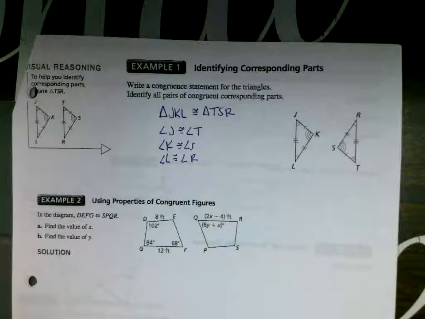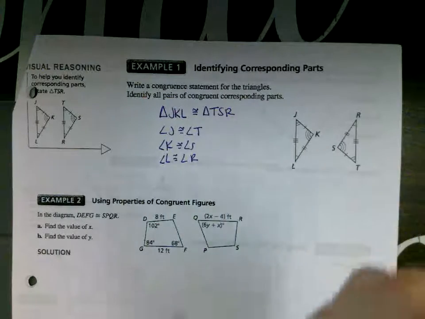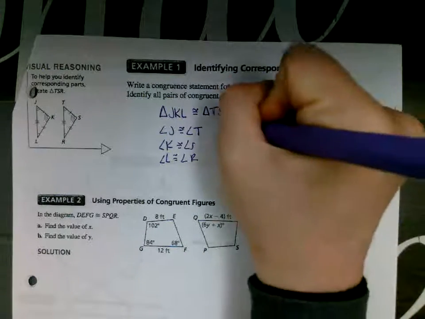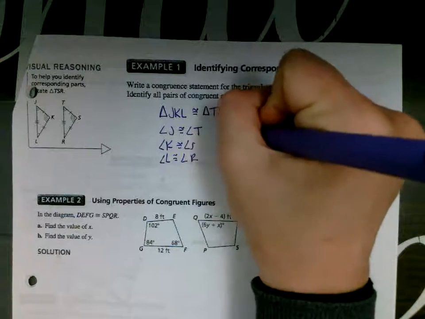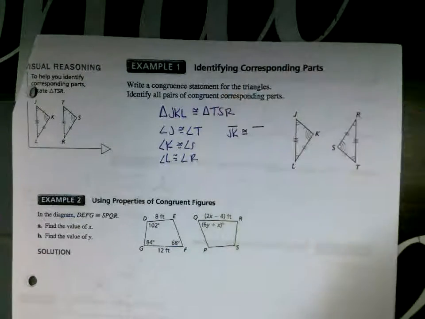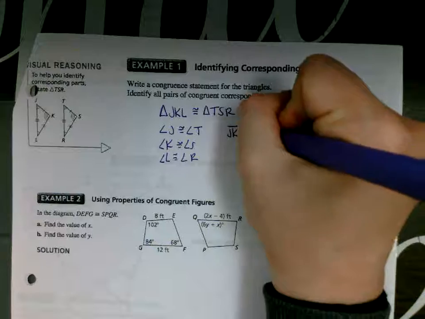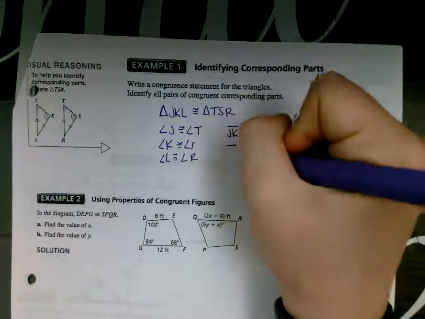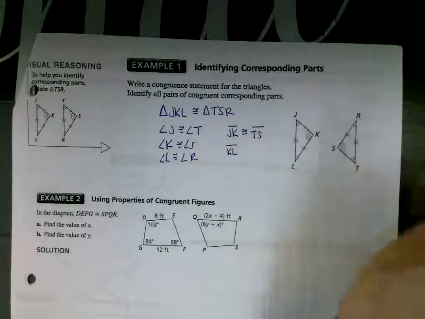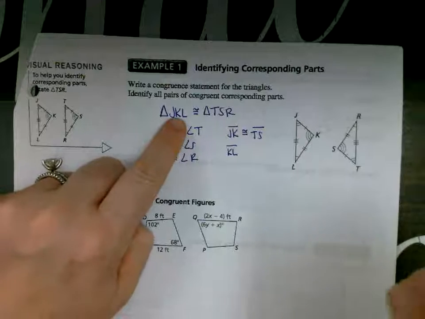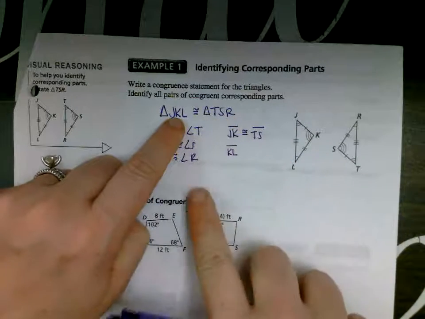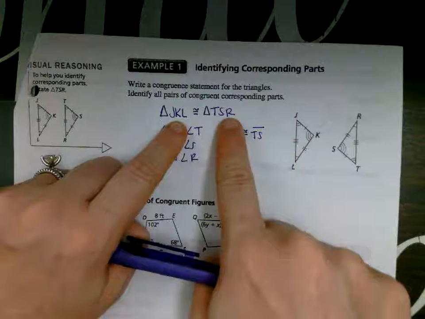Since it's a triangle, you know you should have 3 angles and 3 segments. So the segments would be, if I go from J to K, looking at my picture, then I need to go from T to S. Another way you can think of this is I go J to K, that matches up with TS. If I go KL, that's going to match up with SR.